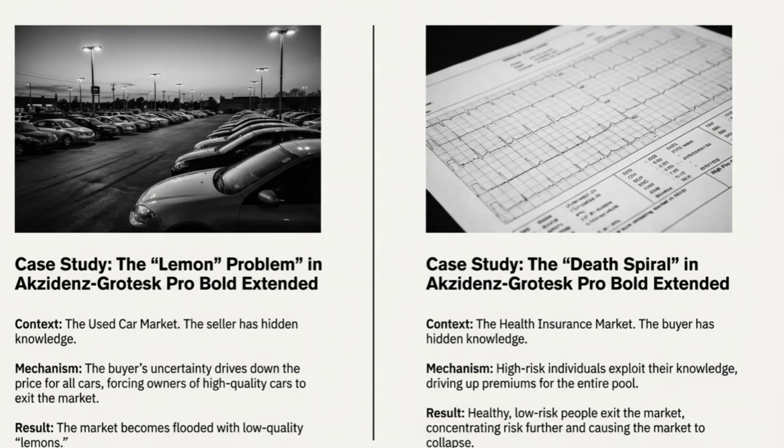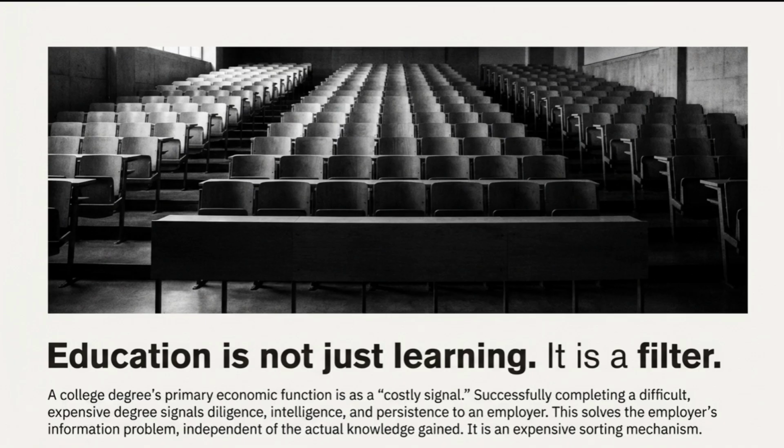And that asymmetry leads to predictable failures. The classic mechanism is called adverse selection. The textbook example is always the market for lemons. Used cars. Used cars. The power dynamic is crystal clear. The seller knows if the car is a gem or a piece of junk, a lemon. The buyer has no idea.